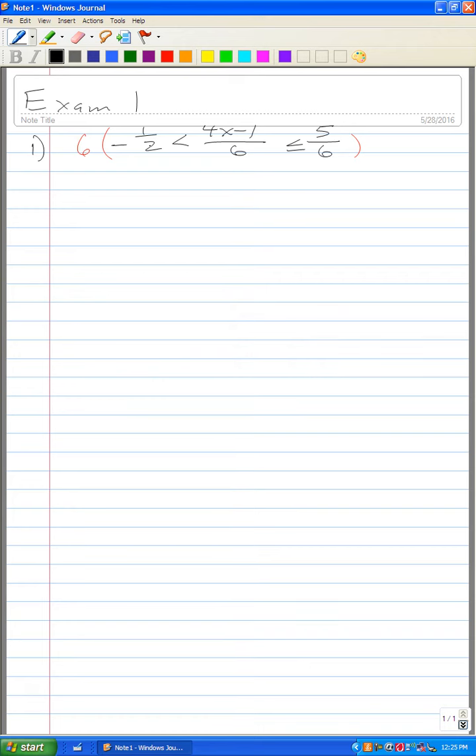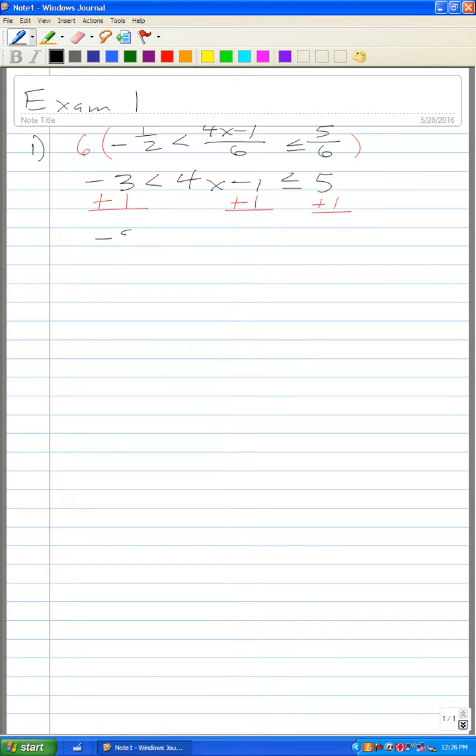Positive times negative is negative. 6 divided by 2 is 3 times 1 is 3. The 6's cancel, so you get 4x minus 1 less than or equal to 5. Let me solve for x. Let me isolate x in the middle. So let me add 1 to every side of my inequality.